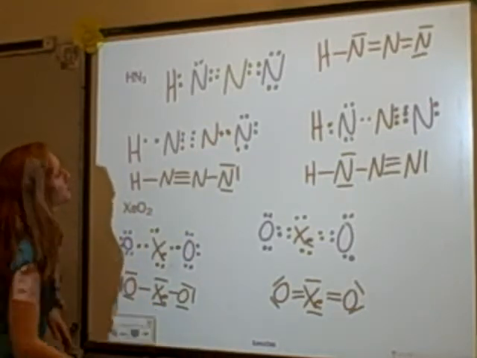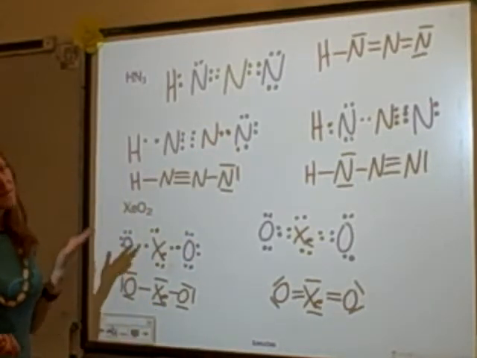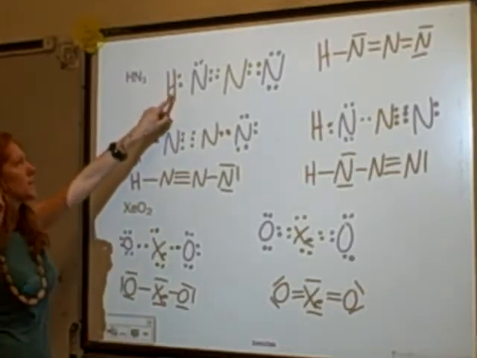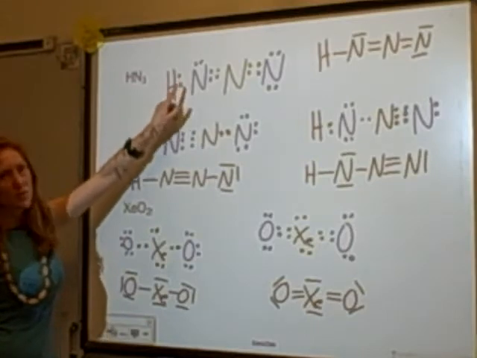Let's assign formal charges. First of all, the hydrogen is going to be 0 in each, because the hydrogen is typically by 1 valence electron. It's currently by 2 being shared.